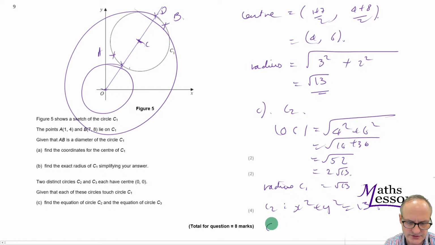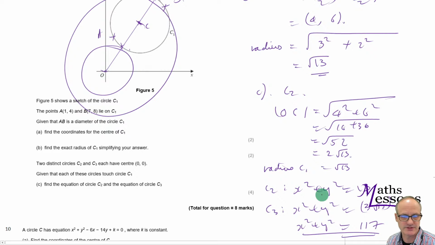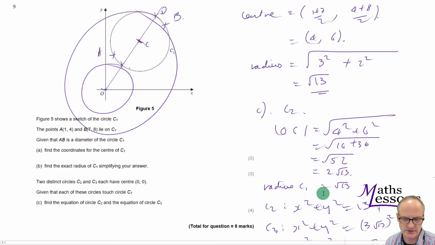So therefore, for C3, we're going to have x squared plus y squared is equal to 3 root 13 all squared. Just move down slightly to get some more space in. Put a final answer in. So we get x squared plus y squared. Well, that's going to be 9 times 13, which gives me 117 for that. Why have I just gone for x squared plus y squared? Because the center is 0, 0. So I don't need to take anything away from the x and y values to get the center of my circle from that equation. Okay, so that's how we go about doing that question.